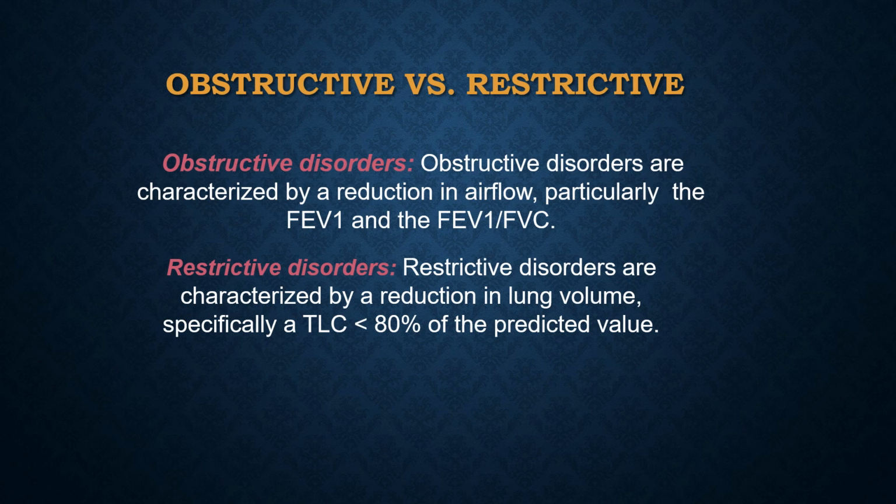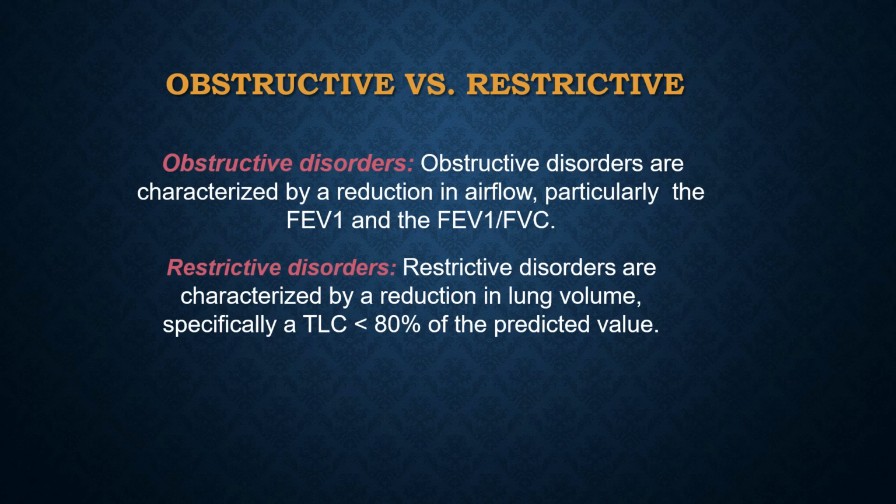So now we'll see the different obstructive and restrictive types of disorders. The obstructive disorders are characterized by reduction in airflow because of decreased airway radius, and particularly the FEV1 is reduced and also the FEV1 by FVC ratio is decreased. And the restrictive disorders are characterized by reduction in lung volume, and specifically the total lung capacity is reduced to less than 80% of the predicted value.